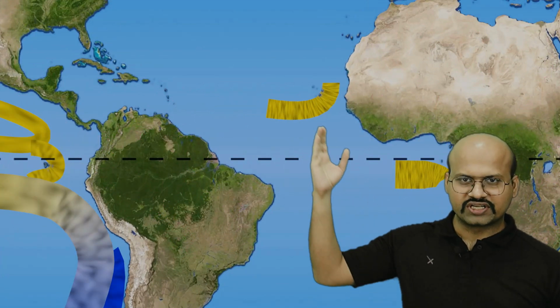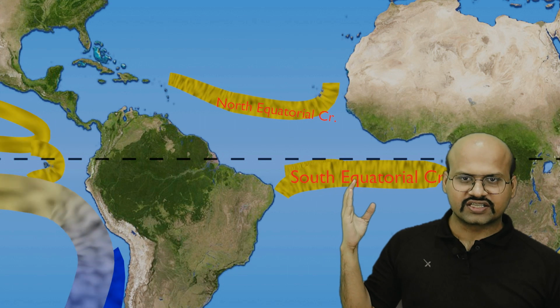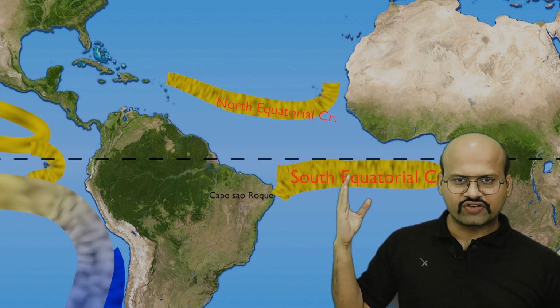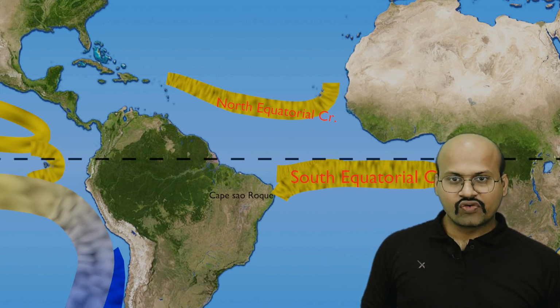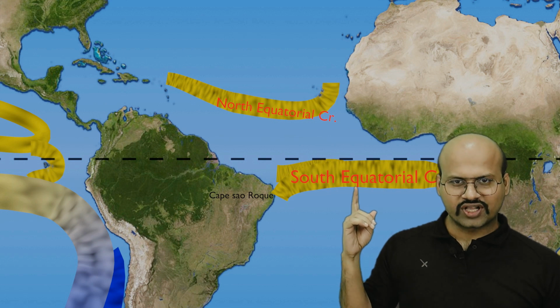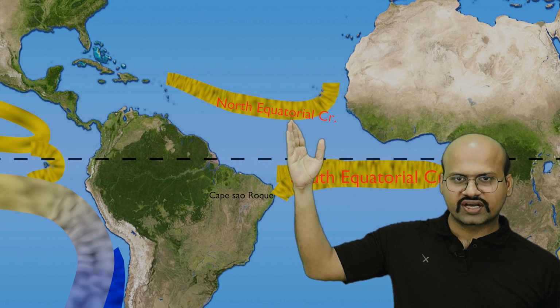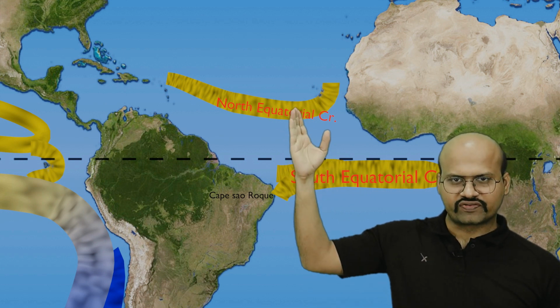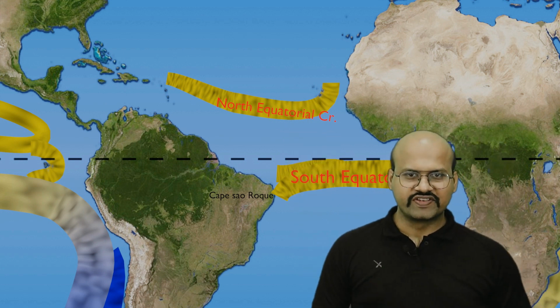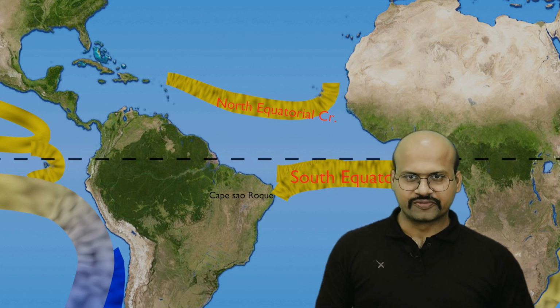We can see that both in the northern hemisphere as well as in the southern hemisphere we have these equatorial currents. We can also note that the south equatorial current is just adjacent to the equator, while the northern equatorial current is a little northwards of the equator. The reason for this we will see in the later part of this video.